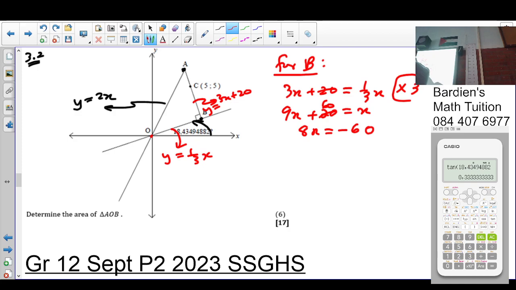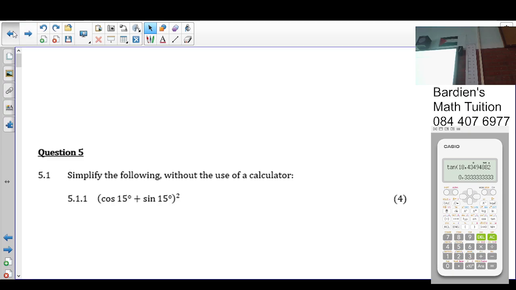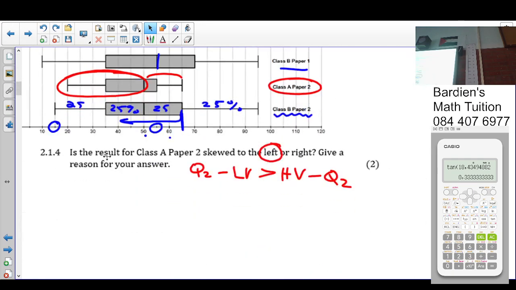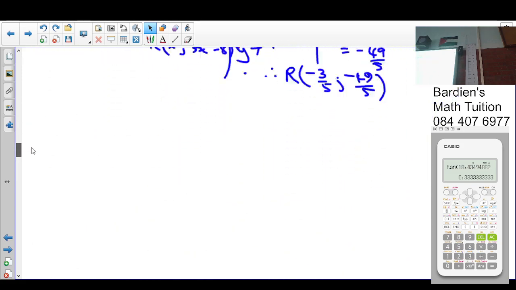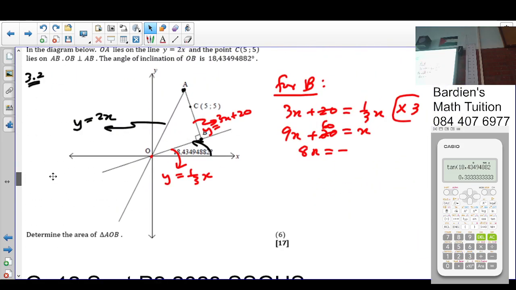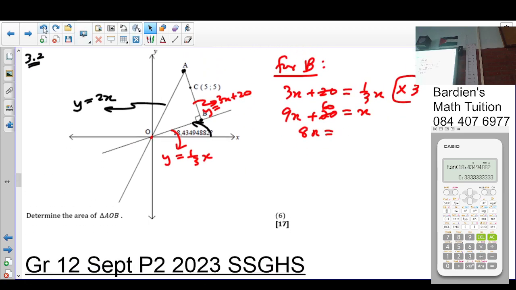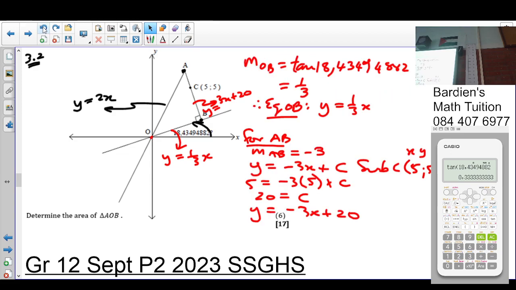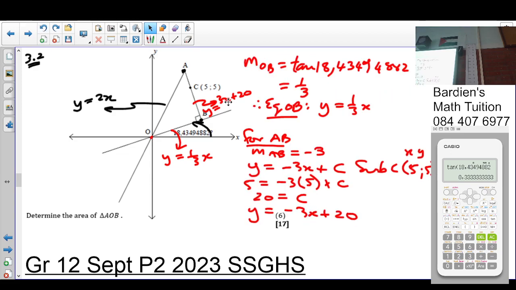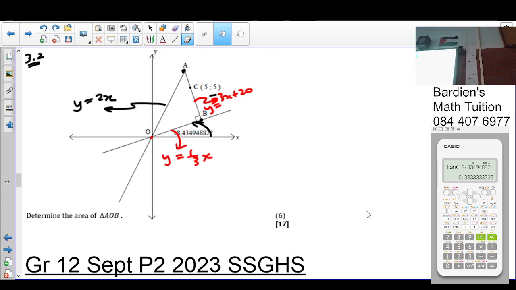The gradient is supposed to be negative. Did I have a positive here? Let's check here. I made a mistake here. I didn't write the negative. Okay, sorry about that. The reason why I knew I was wrong is that your x has to be positive. Okay. So we go again.